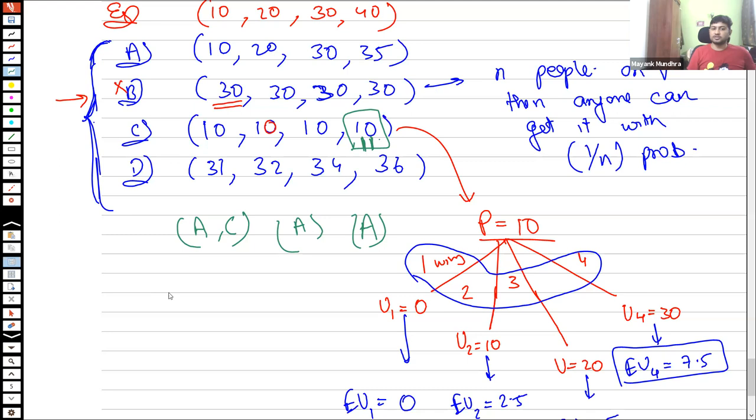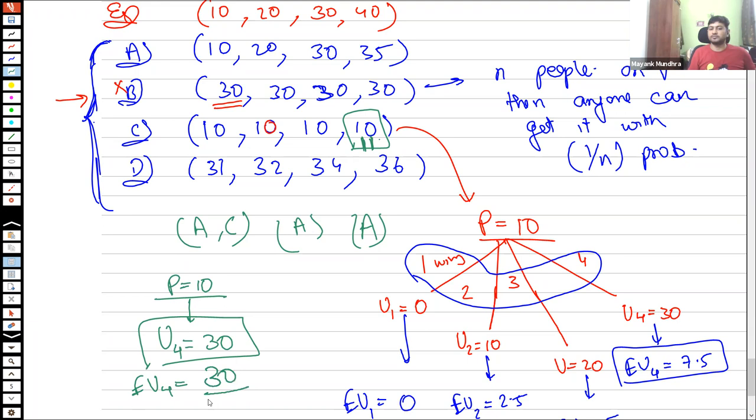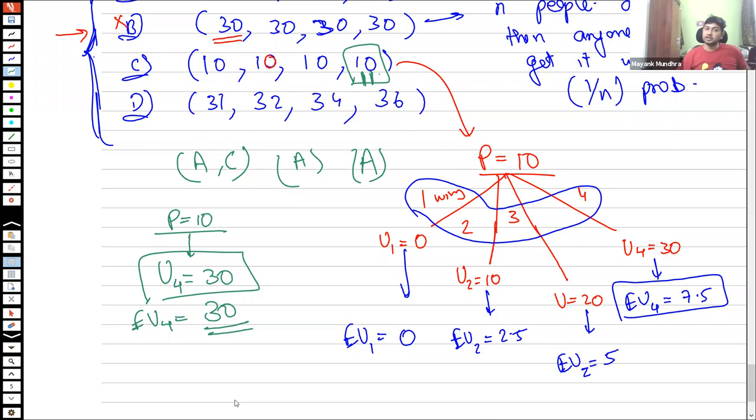Okay. So when price is 10, utility of agent 4 is 30 with certainty, which means that expected utility of 4 becomes equal to 30 into probability, which is 1. So he can increase his expected utility by going slightly up. So 4 has an incentive to deviate. 3 also has an incentive to deviate. 2 also has an incentive to deviate. Only 1 will not have an incentive to deviate.